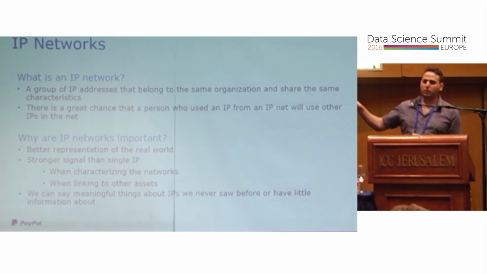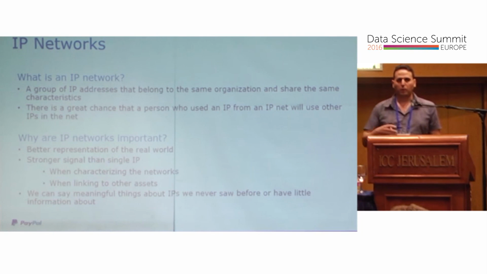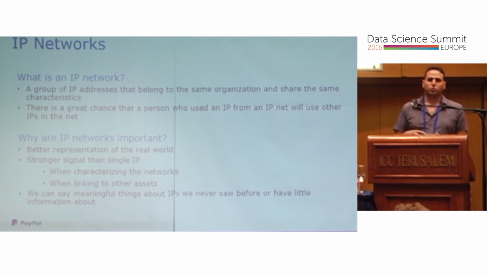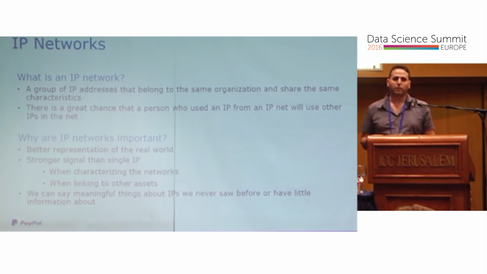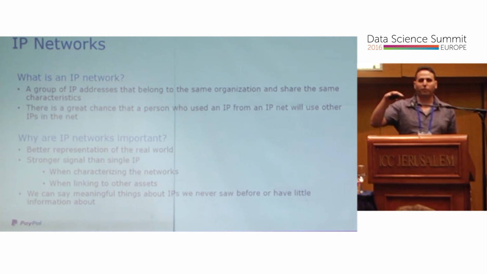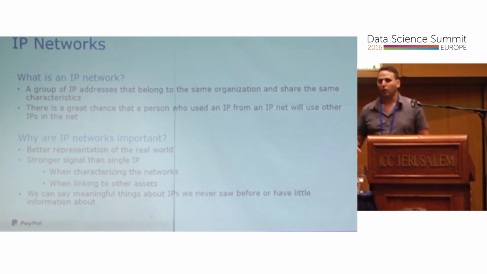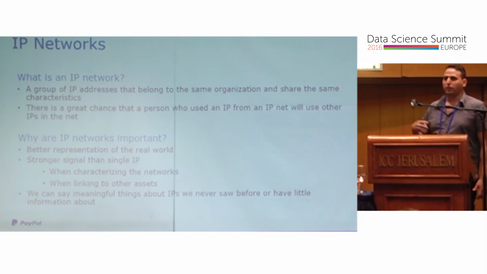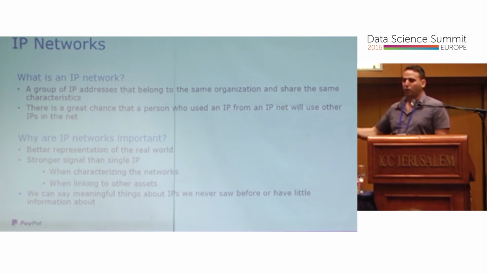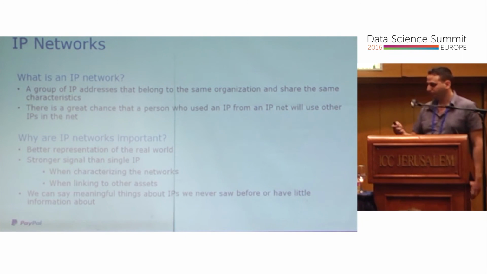And by having these IP networks, we get a better representation of the world, and it helps us to increase and enhance the signal that we have over our data. So instead of working with just one IP, we can work with a group of IPs and aggregate the insight that we see over these IPs, and that yields higher accuracy and coverage.